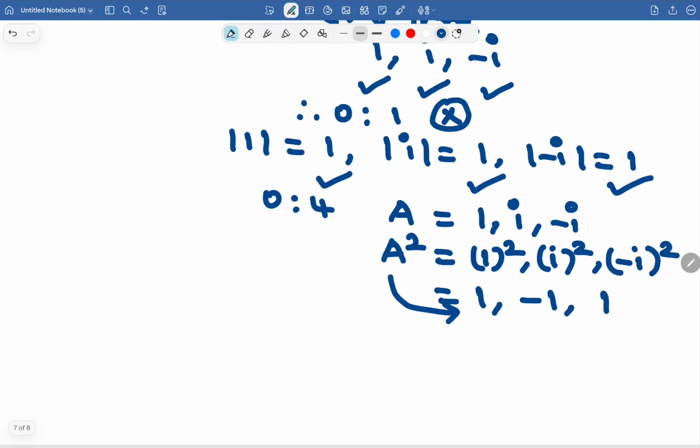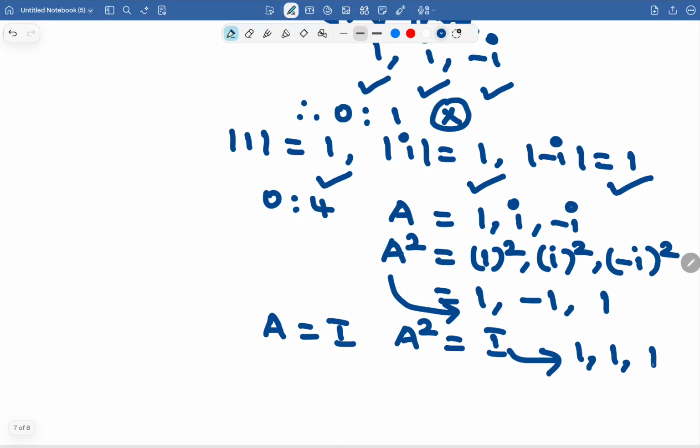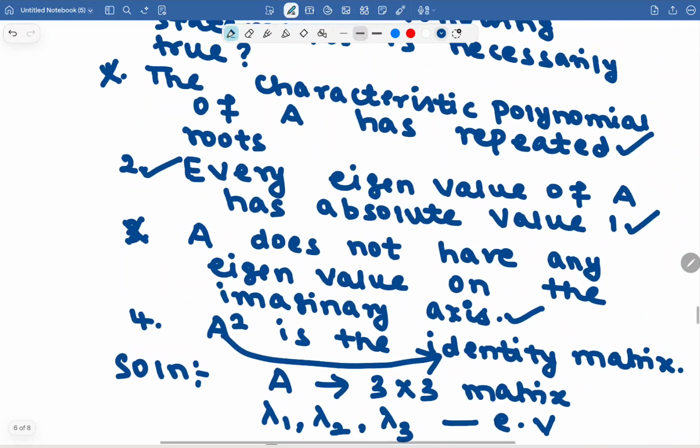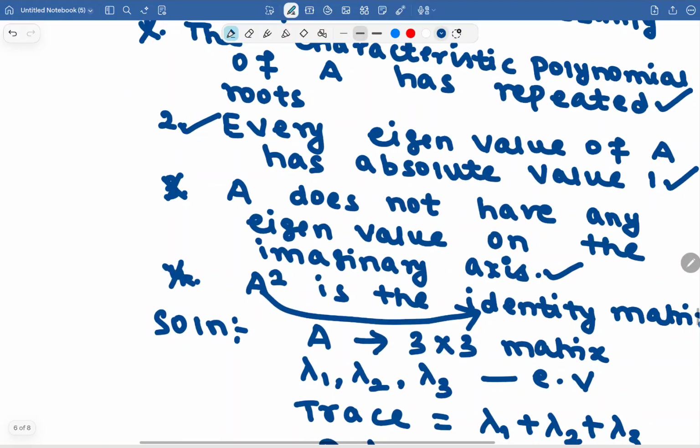Normally, if A square is the identity, the eigenvalues must be 1, 1, 1, but we are getting 1, minus 1, minus 1, not 1, 1, 1. Therefore option 4 is also a wrong option. For this problem, only the second option is the correct option, since it's from Part B and only one option may be correct.